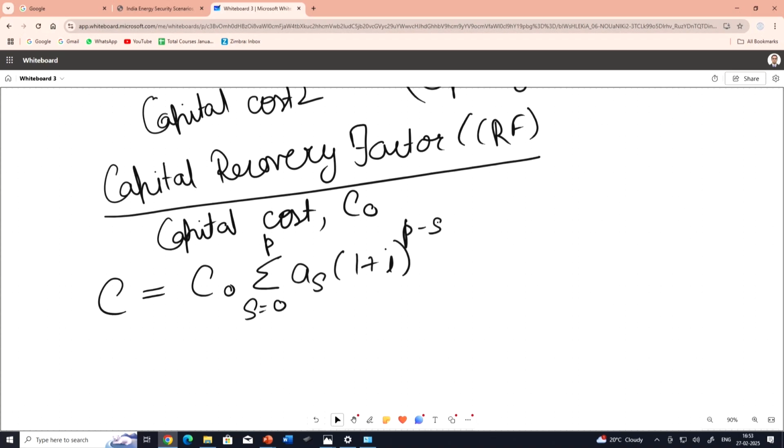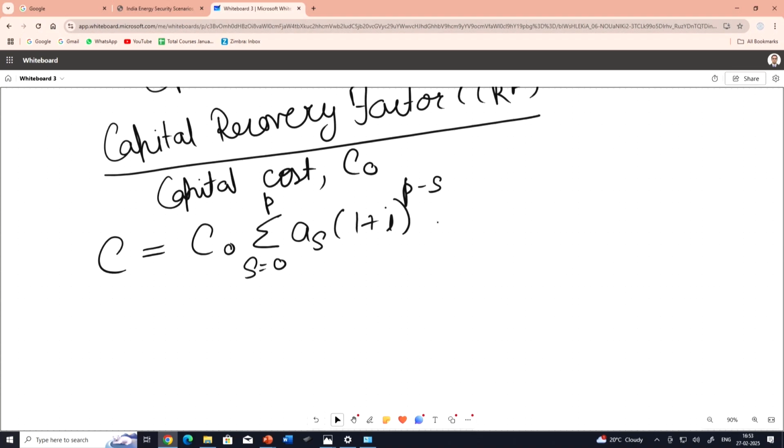So if I would want to tell you what these elements mean, AS is equal to the breakdown of capital cost, which basically means the percentage of capital that you are investing in a particular year. So suppose the plant installation is spread over 3 years, you might be spending 25% of the cost in the first year, 50% in the second year, and another 25% in the third year. So this is what I mean by the factor AS.